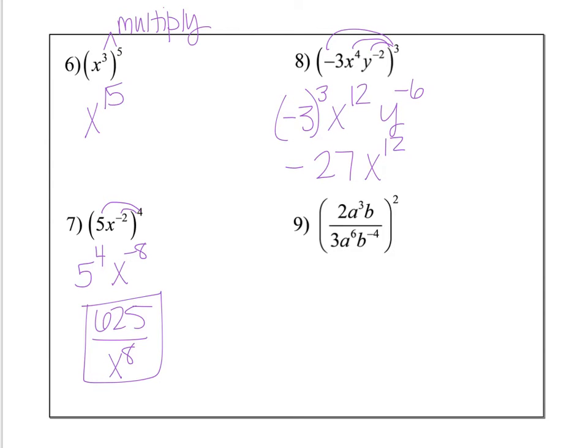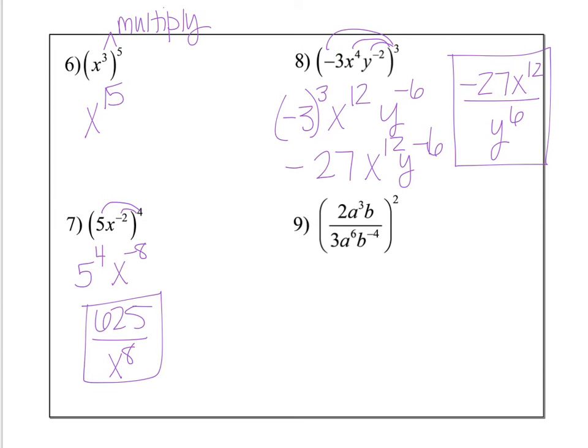And then I didn't leave myself enough room there, so I'm just going to write in negative 6 again. But we're not allowed to keep it like that. The negative 27 can stay because it's a regular number. But that exponent cannot stay negative. It has to become positive, so we're going to move it to the bottom. So there's your answer for that one.